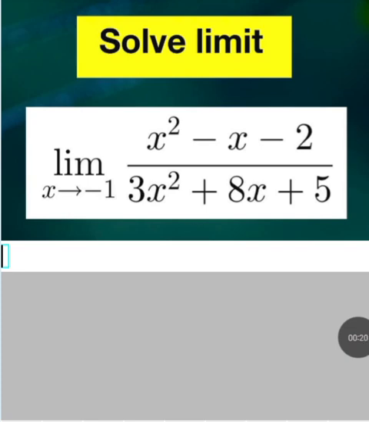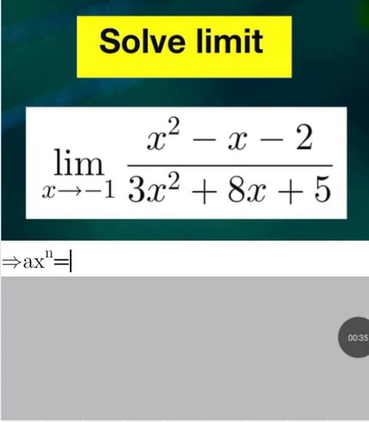So first off, I'm going to be introducing the L'Hopital rule. This is one of the basic formulas in differentiation. Let's see how it works. We have a and the dummy function x to the power of n, where a and n are constants. So we're going to have n times ax to the power of n minus 1.